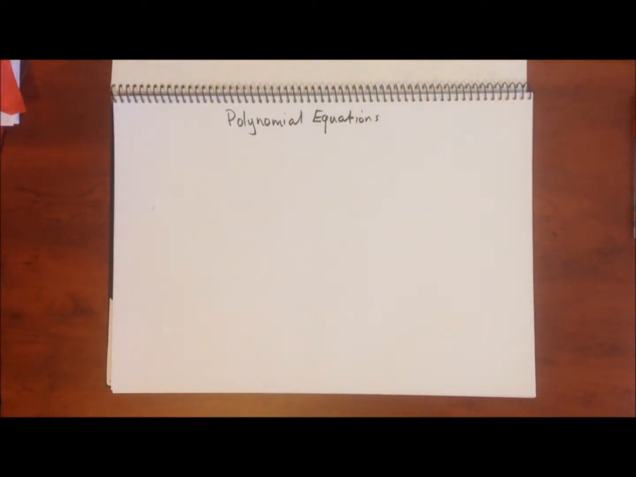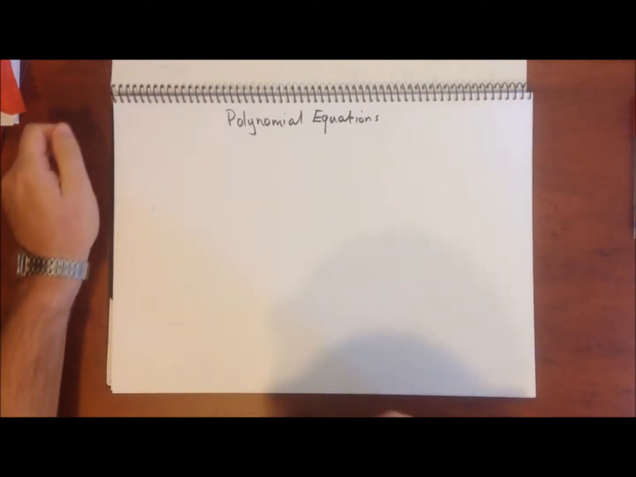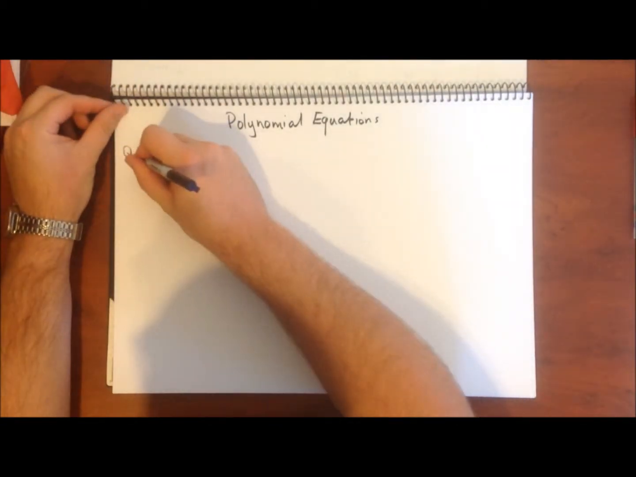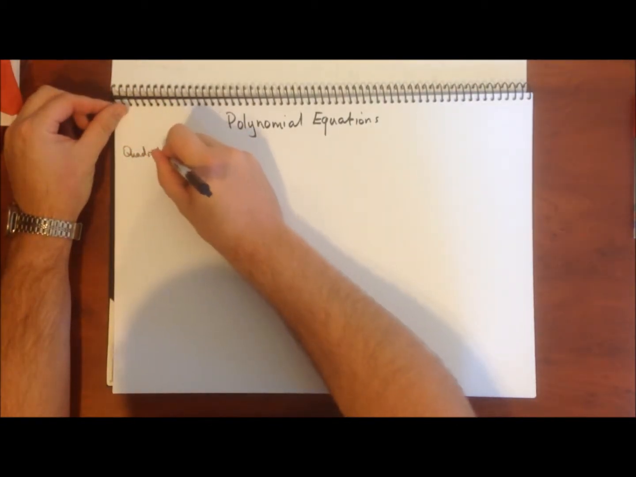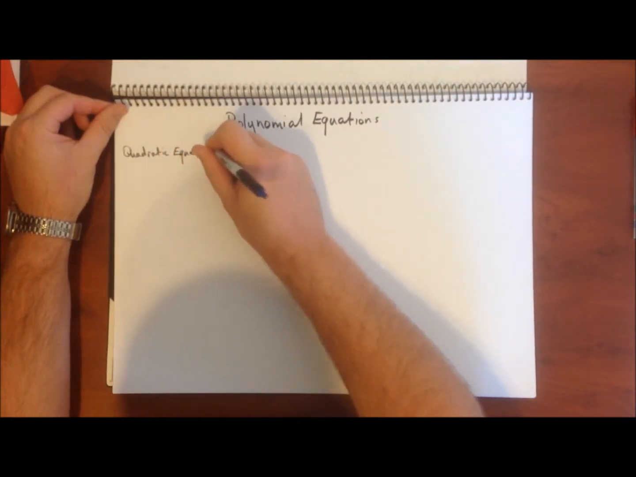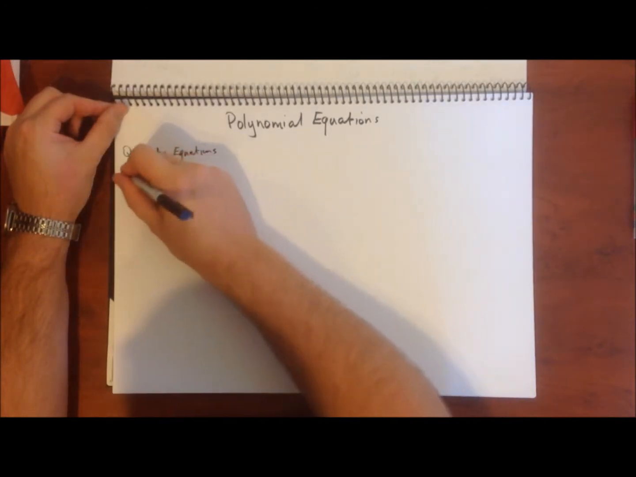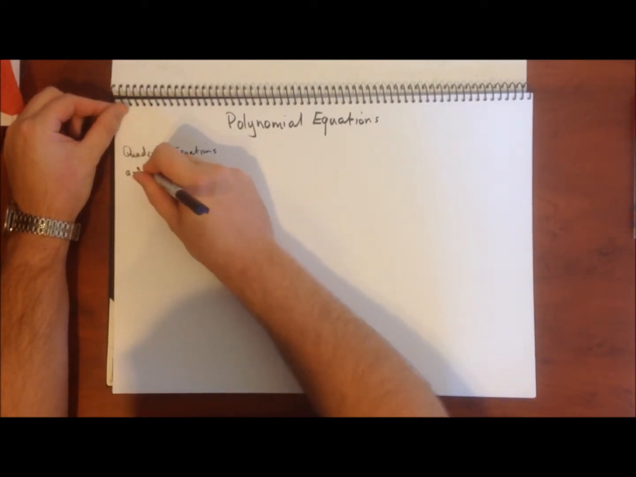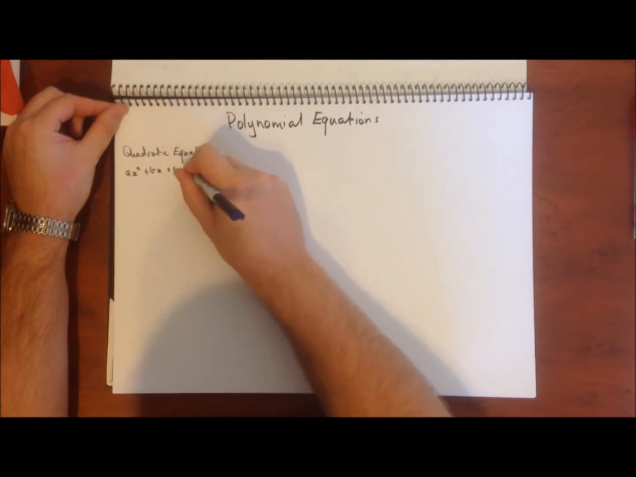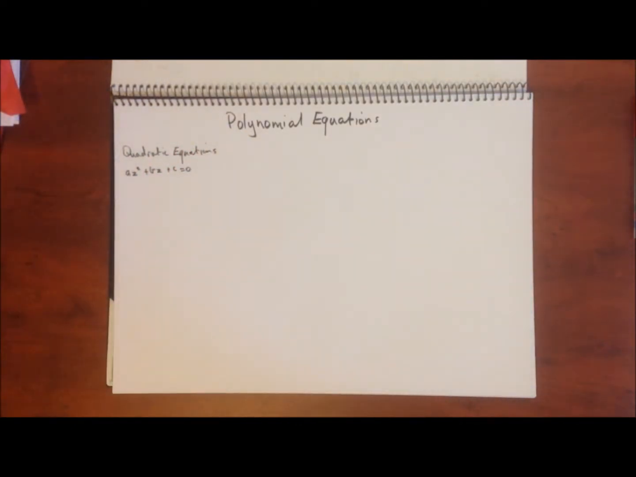Okay, in this tutorial we're going to be looking at polynomial equations. So we start by thinking about our quadratic equations. We've got az squared plus bz plus c equaling 0, where a, b and c are all real.